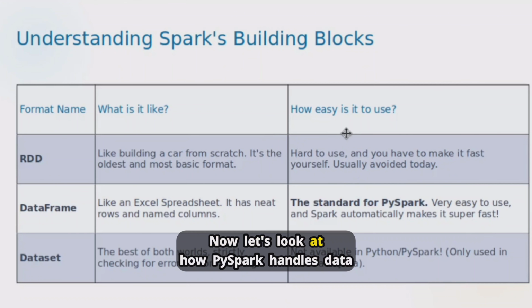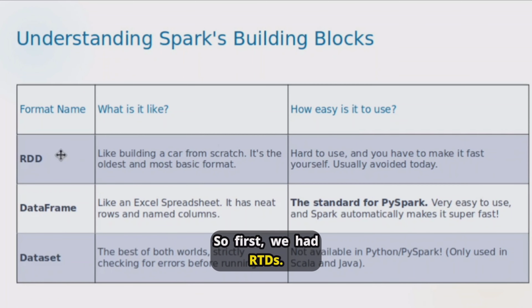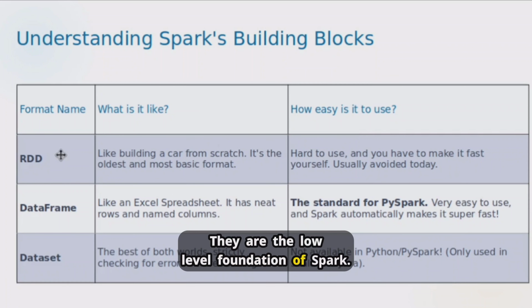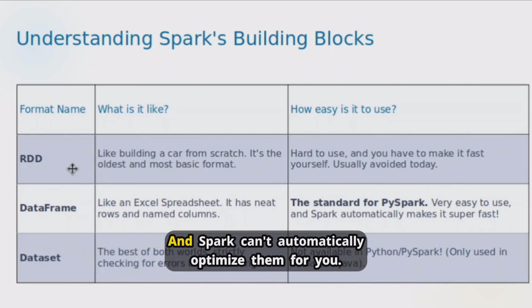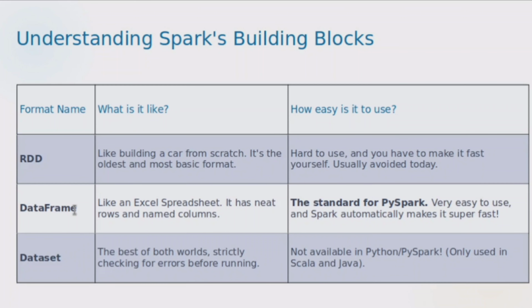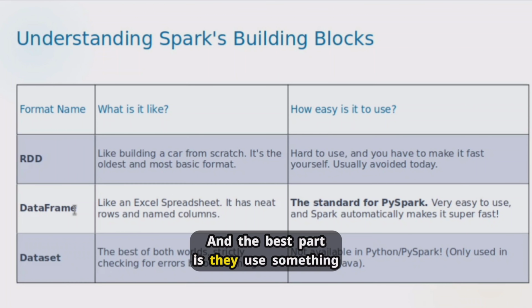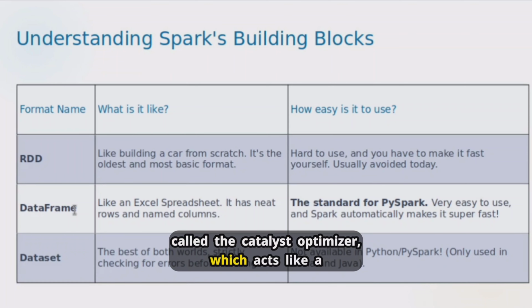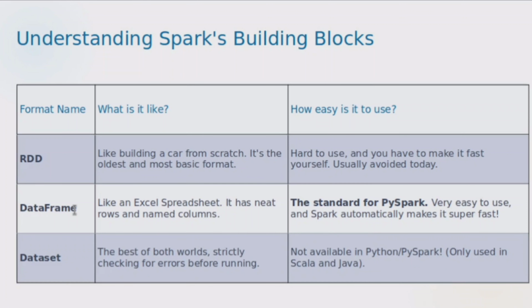Okay, now let's look at how PySpark handles data structures over time. First we had RDDs. They are the low-level foundation of Spark. They are great, but they don't have a schema like column names, and Spark can't automatically optimize them for you. Then came DataFrames. These are what you will use 99% of the time in PySpark. They look like SQL tables with named columns, and the best part is they use something called the Catalyst optimizer, which acts like a built-in brain to automatically make your code run faster.